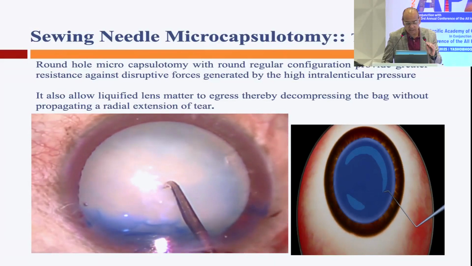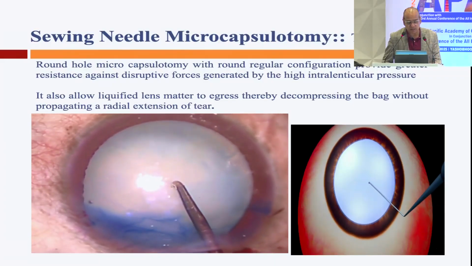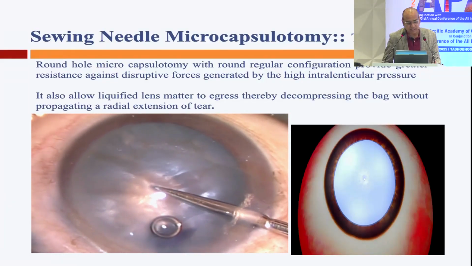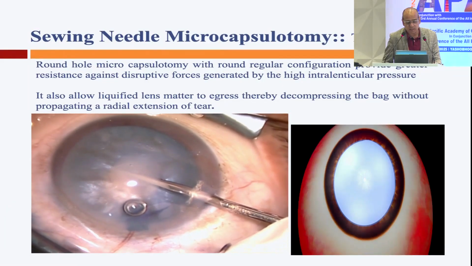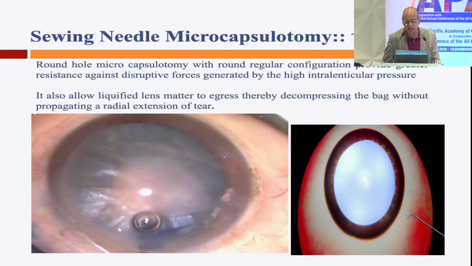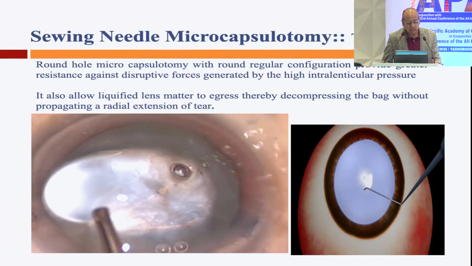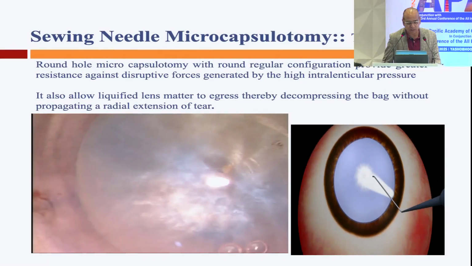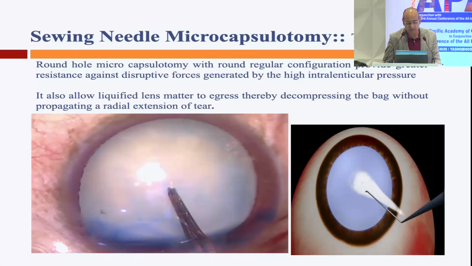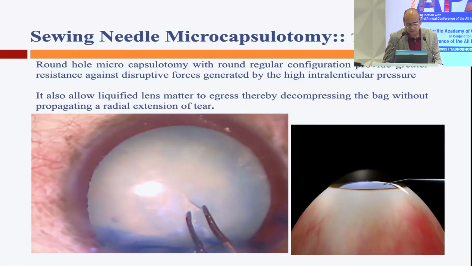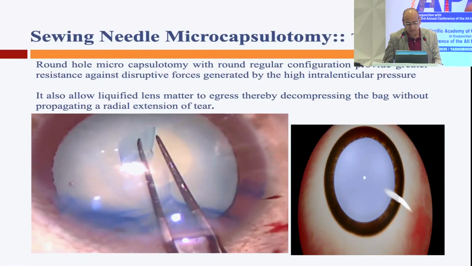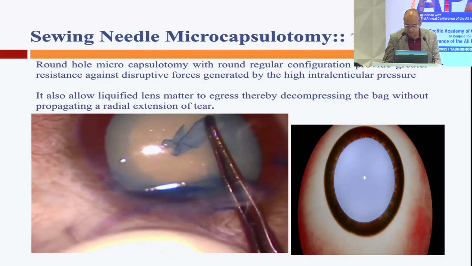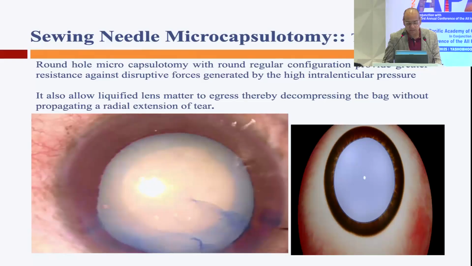So these are the real-time videos. So there is a round hole microcapsulotomy with a round regular configuration that provides greater resistance against the disruptive forces generated by the high intralenticular pressure, and it also allows the liquefied lens matter to egress, thereby decompressing the bag without propagating a radial extension of the tear. So after this round regular opening, the intended rhexis of 5.25 to 5.75 is easily achievable.